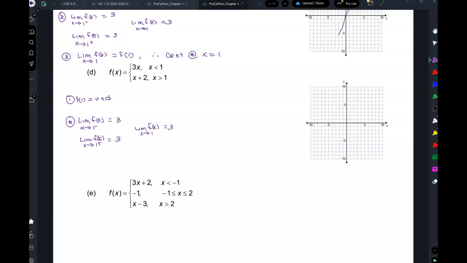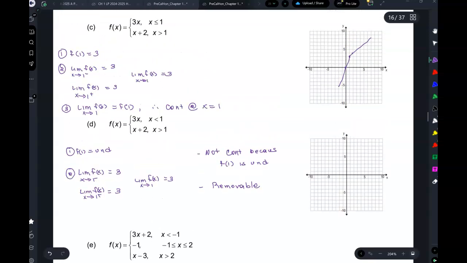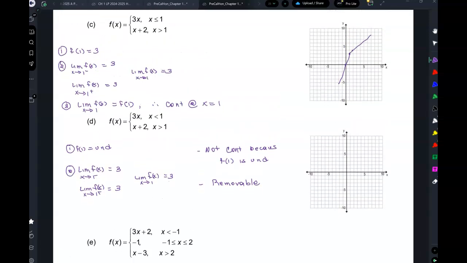So does this have a limit? It does. It just doesn't equal, but f of c doesn't exist. So this is not continuous. So you can actually say not continuous because f of c or f of 1 is undefined. Okay, what kind of discontinuity is this? It's a removable discontinuity. Right? So these two are the same equation, except instead of this, there's a tiny hole there.